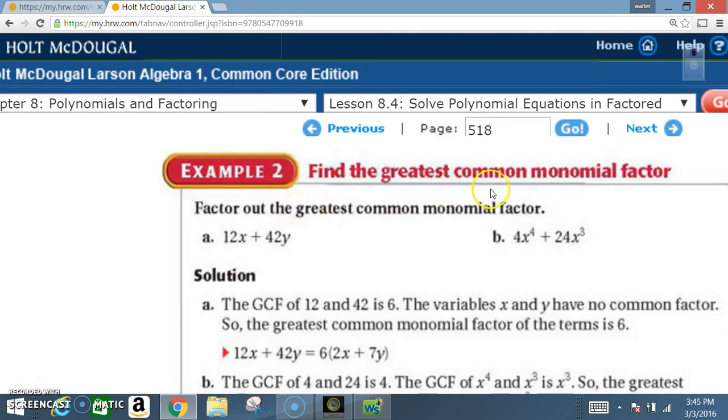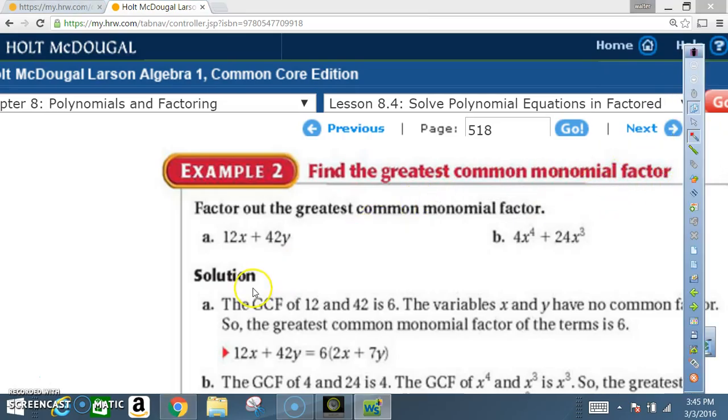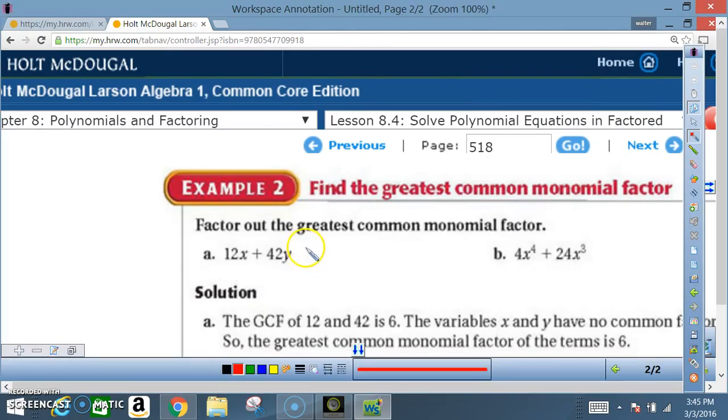Example 2, find the greatest common monomial factor. Factor out the greatest common monomial factor, A, 12x plus 42y. What you would do here is you look at the 12 and the 42, and then ask yourself, what is the greatest number that can go into both 12 and 42? And you're going to find out that that number is going to be 6. So the greatest common factor between 12 and 42 is 6.